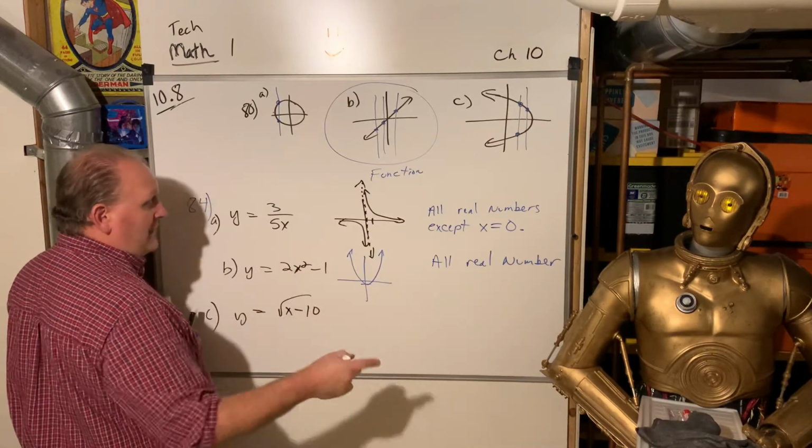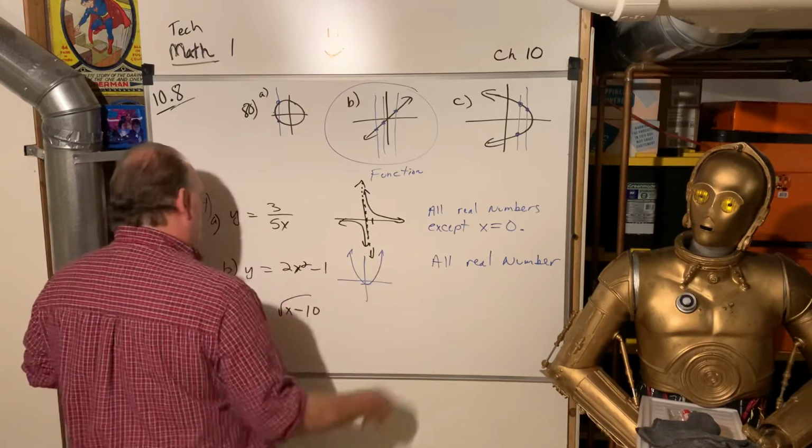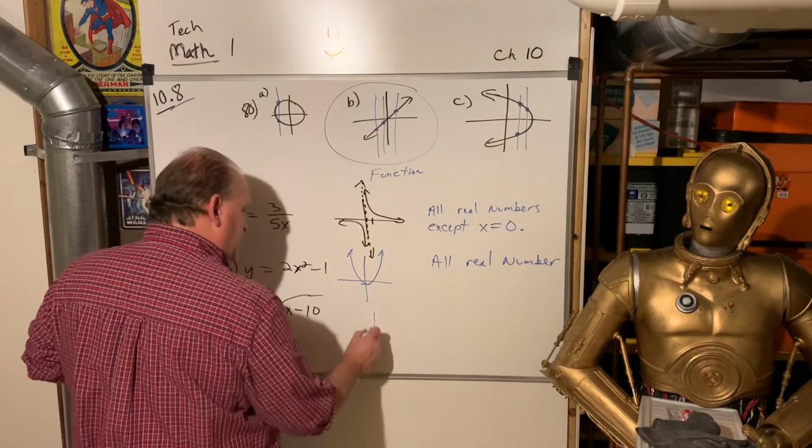Y, the range, that would be restricted because it doesn't ever drop below -1. But they only wanted the domain, so no worries. And then this one, what's going on with that one?